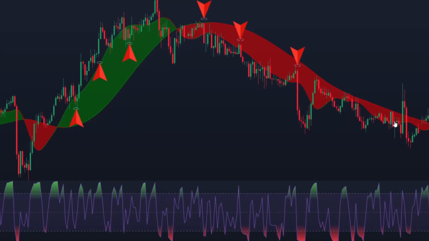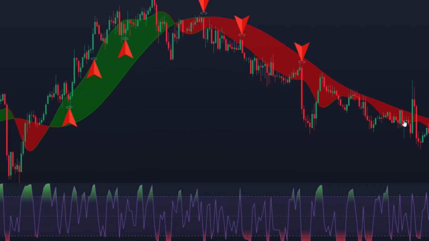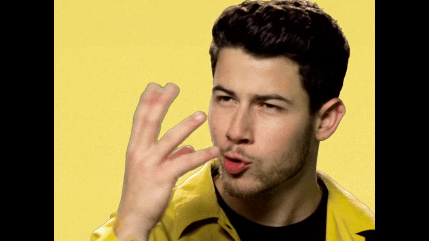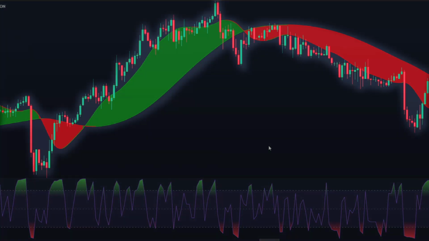Sometimes a simple moving average upgrade can completely change the way you see a chart. And that's exactly what the T3 does. In this video, I want to walk you through a very clean trading strategy built around the T3 moving average.